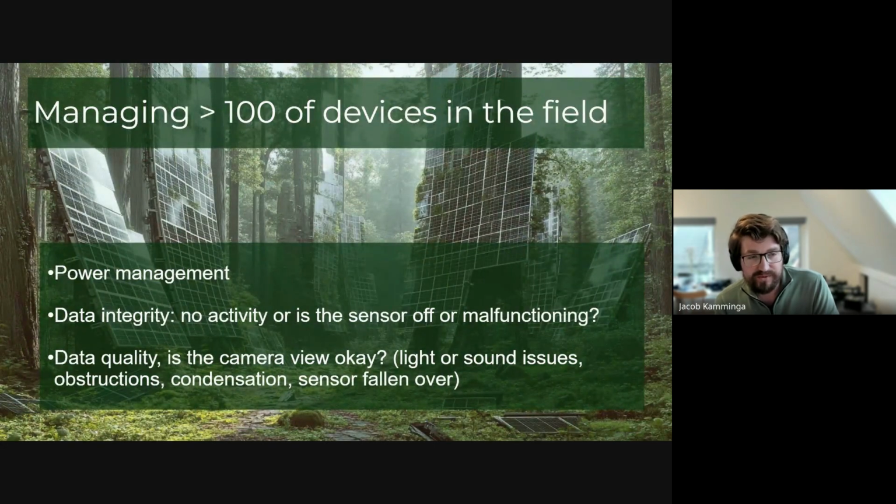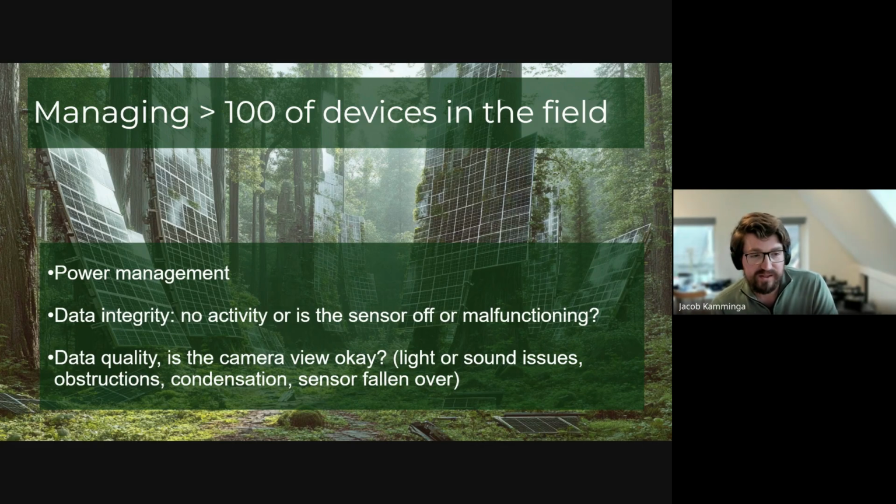So for example, if you think about managing hundreds of devices in the field, there's often no power outlets in the forest or in natural areas. So you have to deal with batteries or solar power, but solar power doesn't always work in all areas. Data integrity is a big issue. When you look at the data, was there really no activity, or was the sensor actually turned off or malfunctioning? It's really important to know the difference.